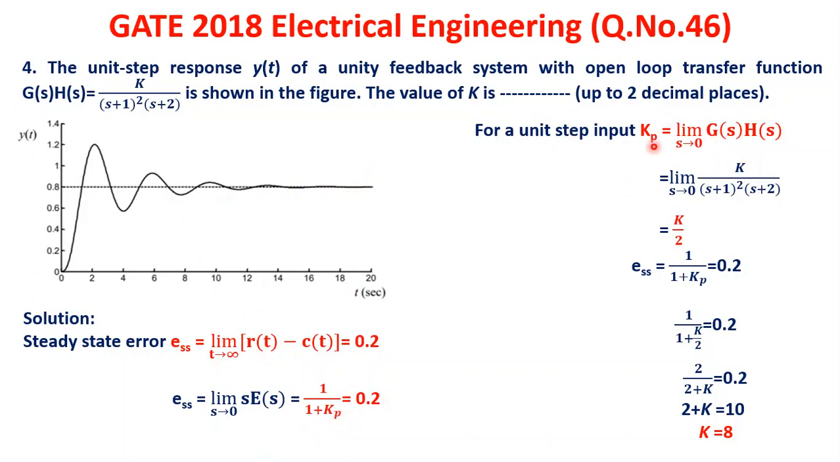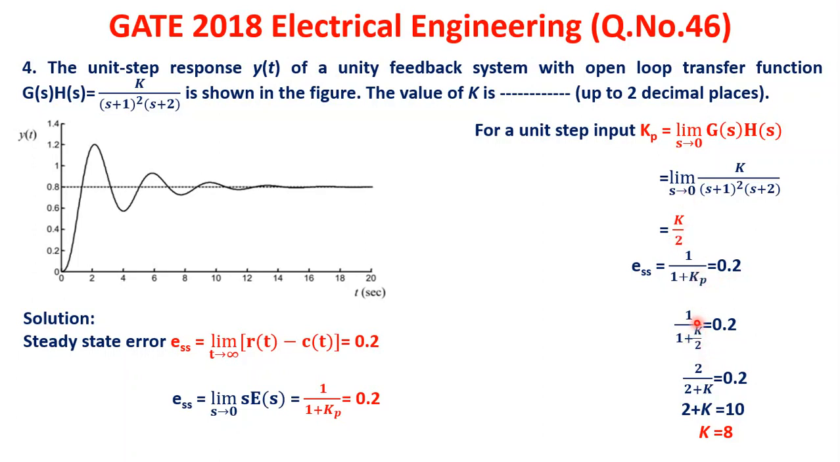And we know position error constant is given by this formula. Limit s tends to 0 of G of s H of s. Last problem also we have seen. H of s is 1. So substituting s equal to 0, we get k by 1 square into 2, which is k by 2. Therefore, the steady state error 1 by 1 plus kp equal to 0.2. So kp is actually k by 2.